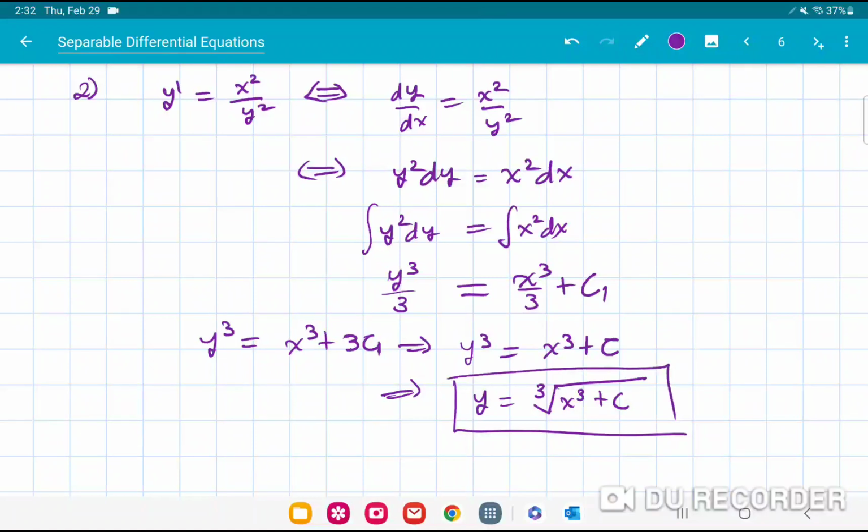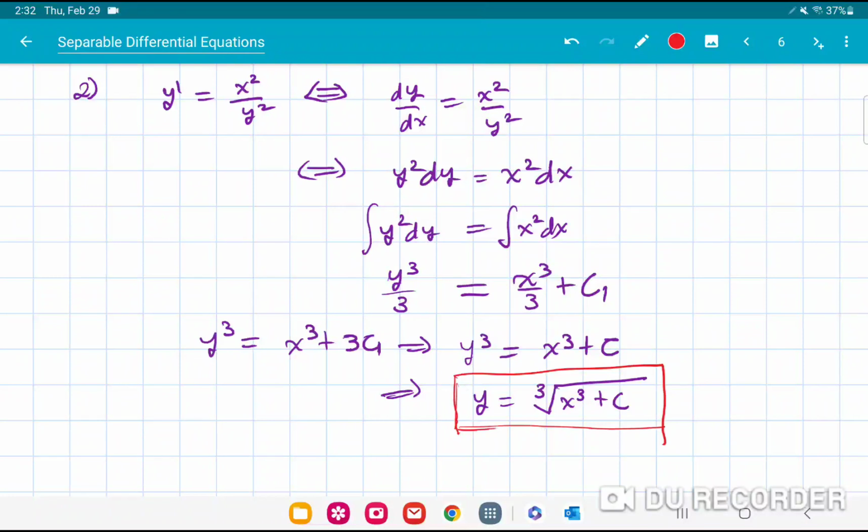I just want to say that this is not the same thing as the cube root of x cubed plus the cube root of c. These two are different things. These are different equations for different solutions, for different differential equations. So it's not the same as that one. So let me just box this. And that's the solution to this differential equation.